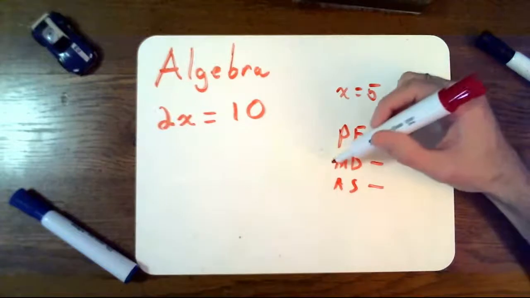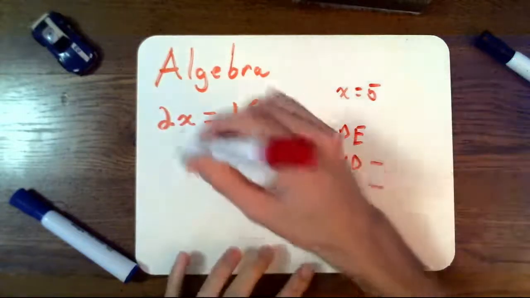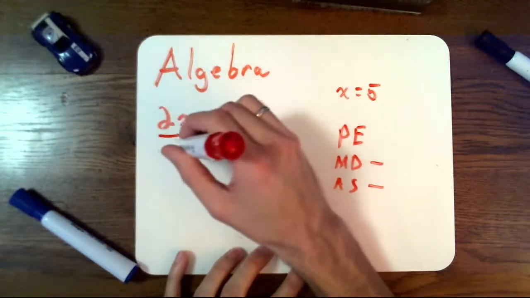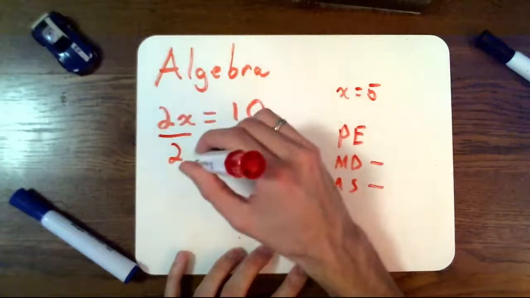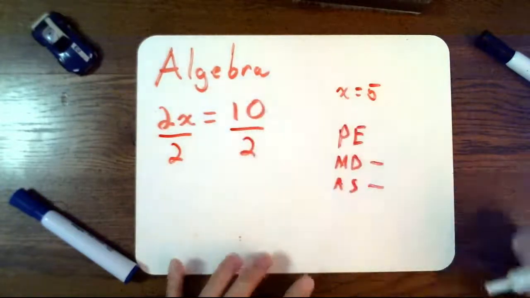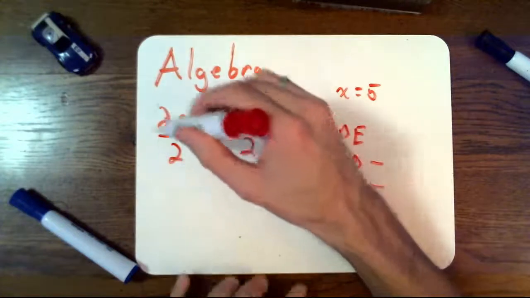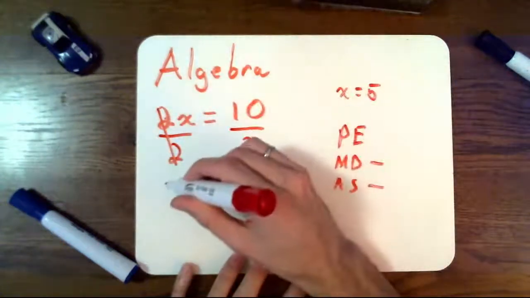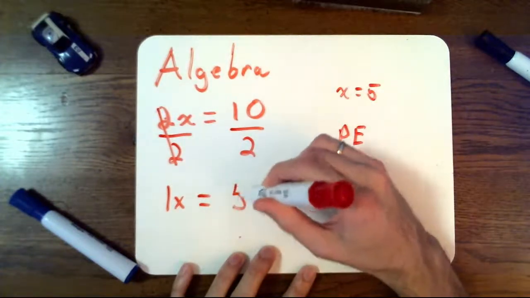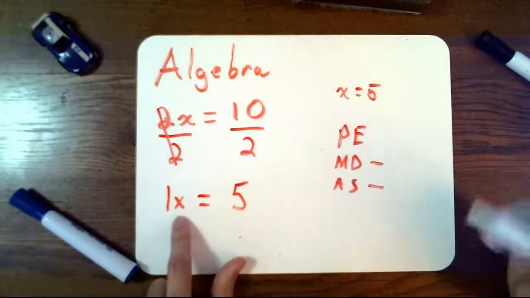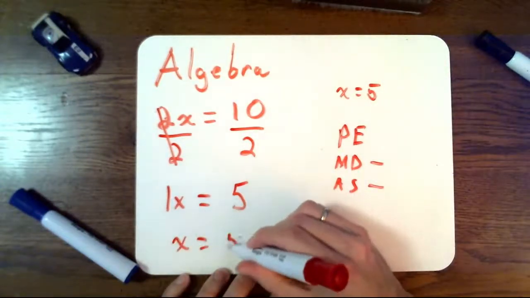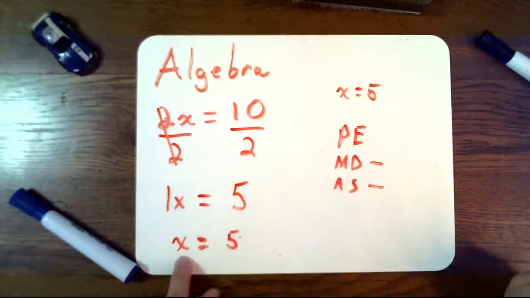So how do we break multiplication? We break it with division. So if these two are being multiplied together, that means we want to divide this side by 2. If we divide this side by 2, we have to divide the other side by 2. 2 divided by 2 makes 1. 10 divided by 2 makes 5. Since we only have one x here, you could also write it like this. x equals 5. Because it's just implied that it's a single x anyways.